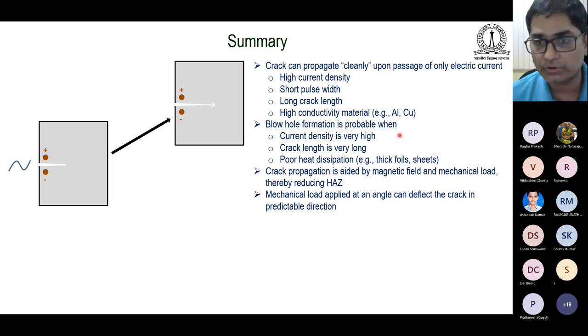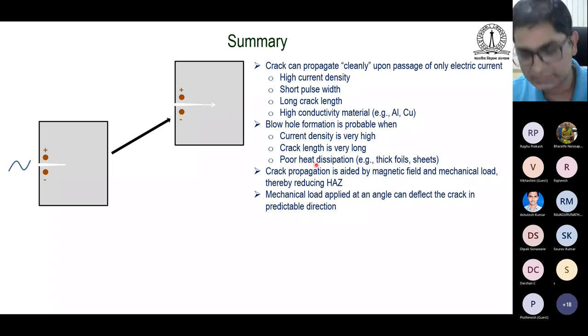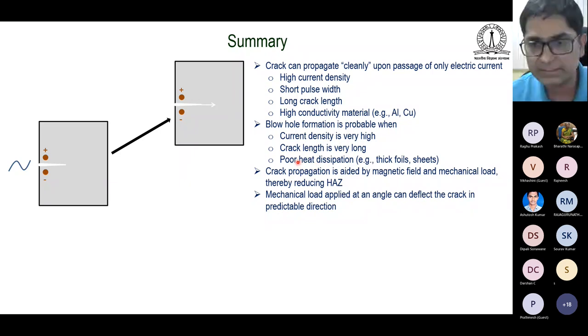Blowholes can also form when the current density is higher than what is required here, the crack length is very long, much longer than what we require here, and there's very poor heat dissipation. This is something that we didn't discuss much, but if the heat is not extracted very well, then the temperature of the material can go very high, and hence it will lead to melting. That's what we see in thick sheets or plates.